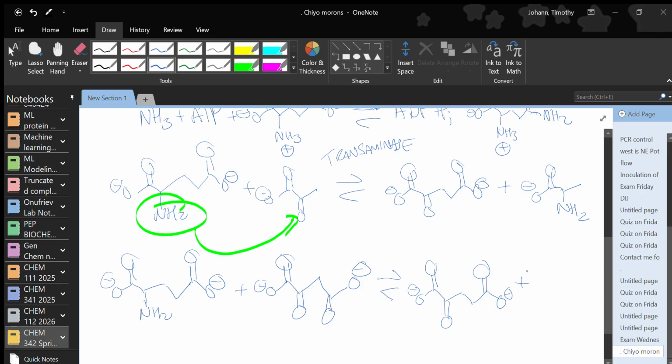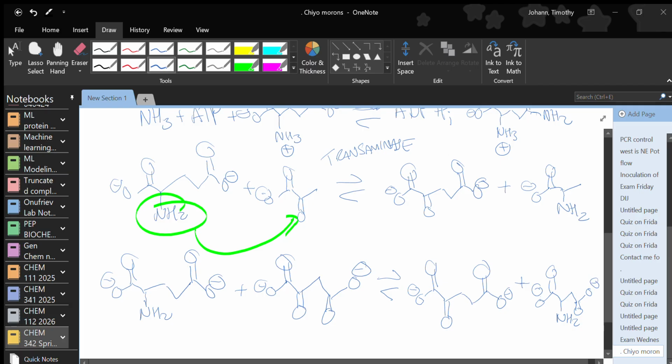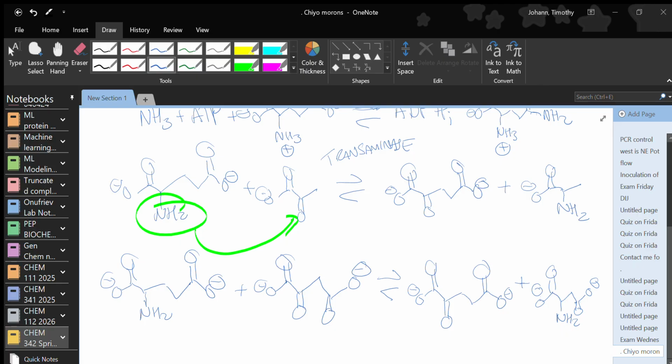Okay, and so there's my alpha ketoglutarate, and then I'm going to make aspartate now. And then the fourth one is one you find in the book that you like to memorize.